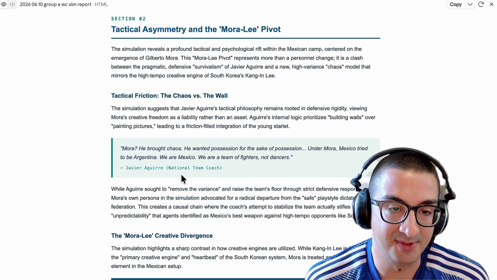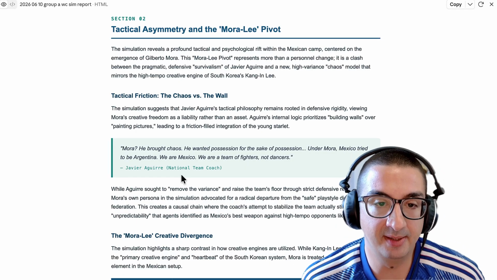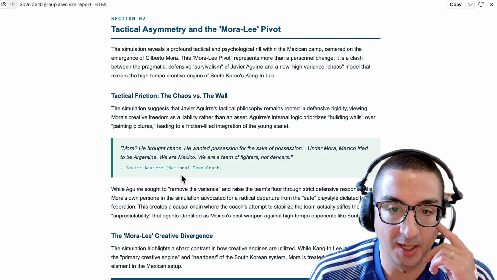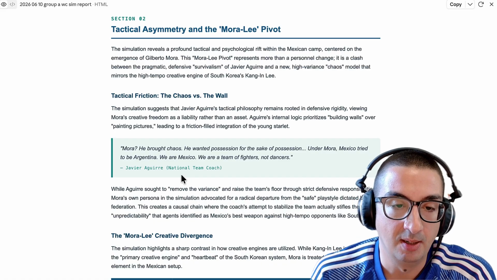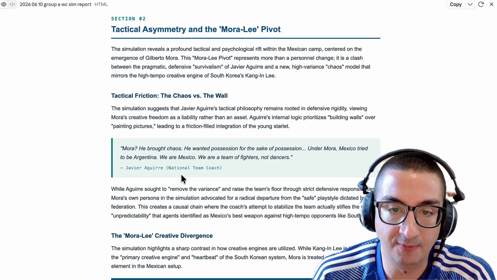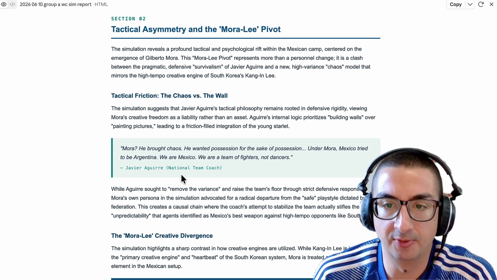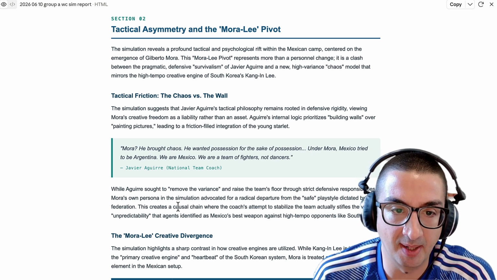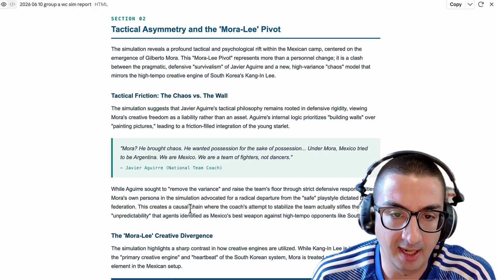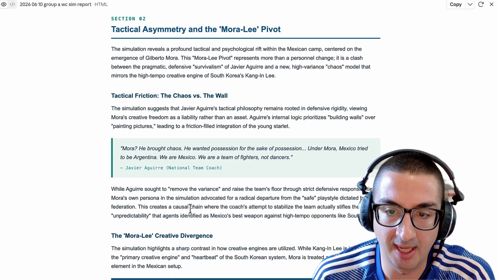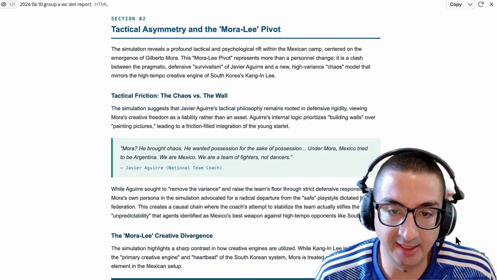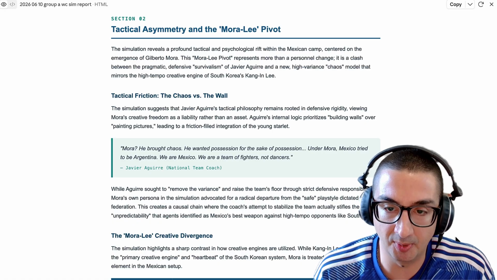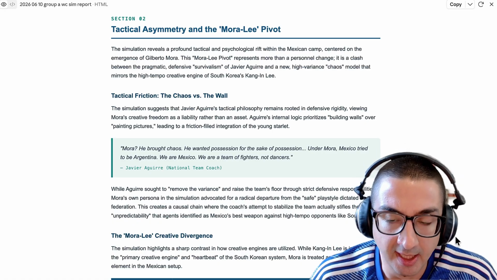And very, very interesting. So going on, while Aguirre sought to remove the variance and raise the team's floor through strict defensive responsibilities, Mora's own persona in the simulation advocated for a radical departure from the safe play style dictated by the federation. This creates a causal chain where the coach's attempt to stabilize the team actually stifles the very unpredictability that agents identified as Mexico's best weapon against high-tempo opponents like South Korea.